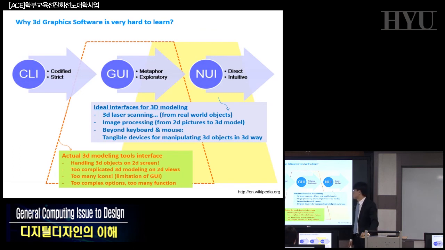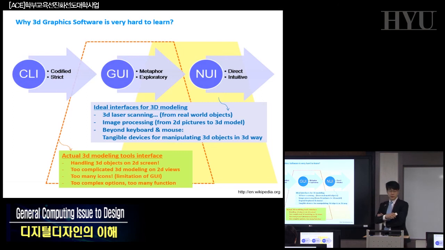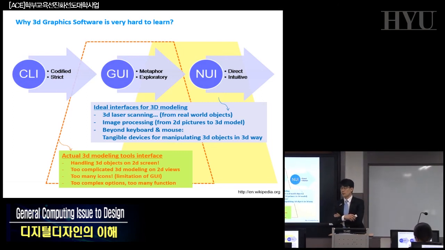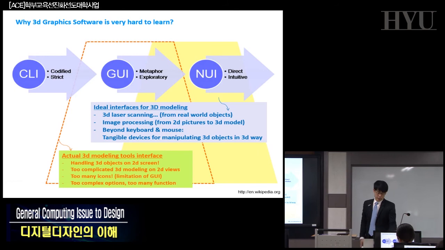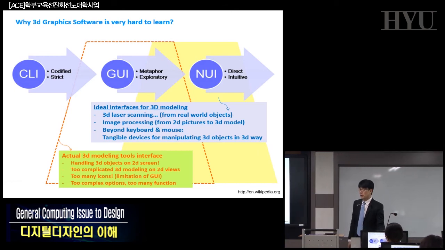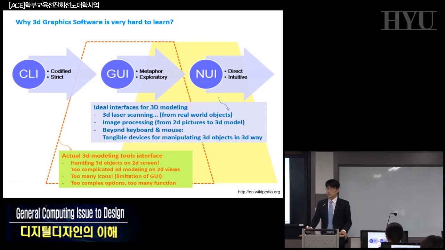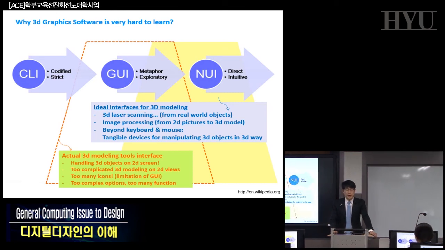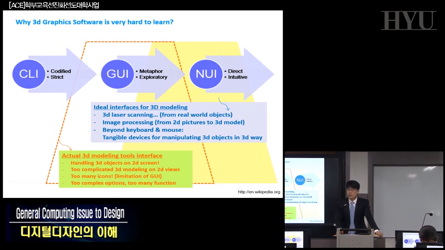A very complicated GUI. So actual 3D modeling tools are used for making 3D objects using your 2D screen. Anyway, now you are seeing your computer monitor. It's flat, just a 2D screen, but your intention is making 3D environments, 3D objects. They have to be projected on your screen for 2D visualization. So handling 3D objects on a 2D screen is very limited.